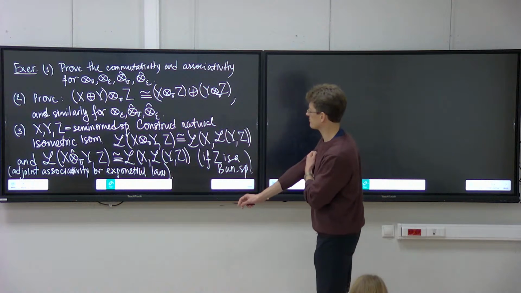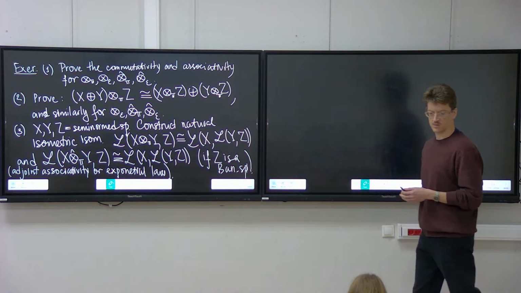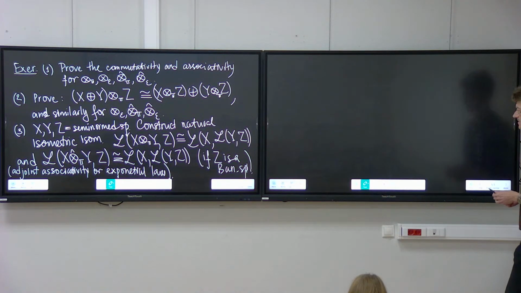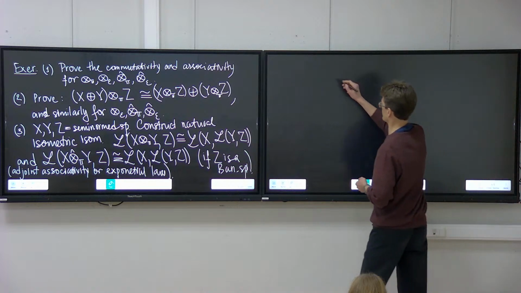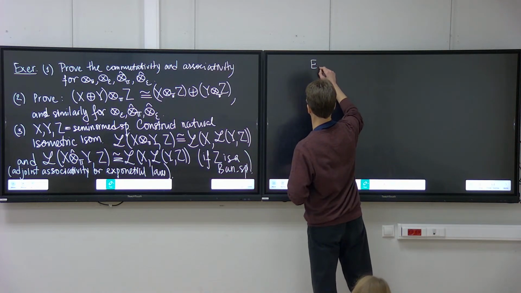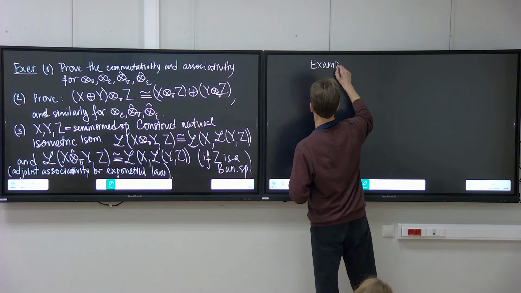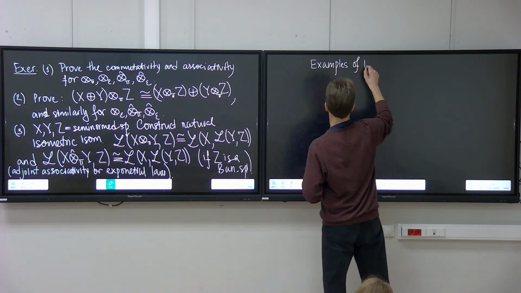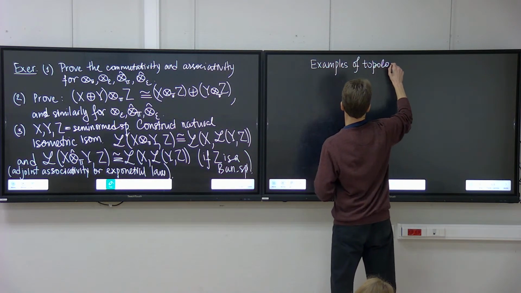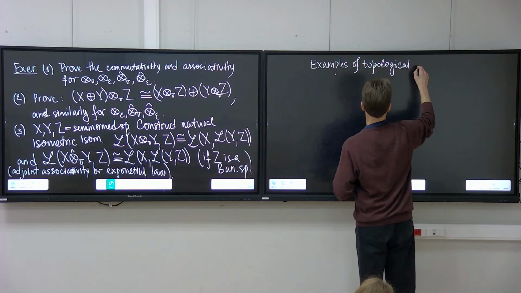Okay, so let's now consider some concrete examples of projective and injective tensor products. Examples of topological tensor products.